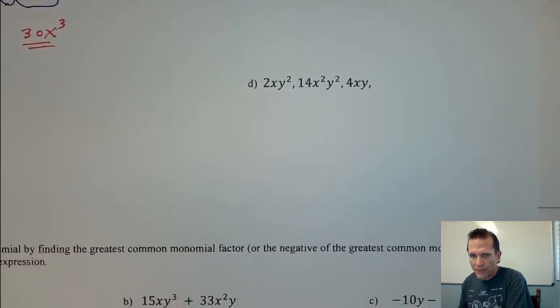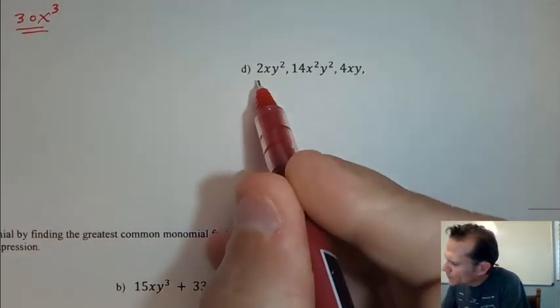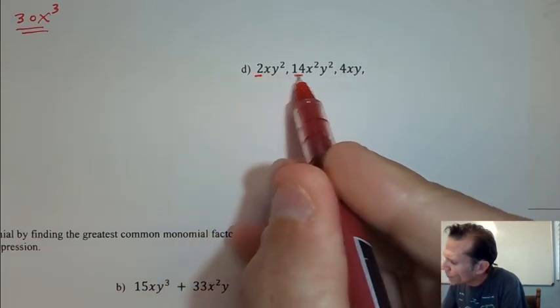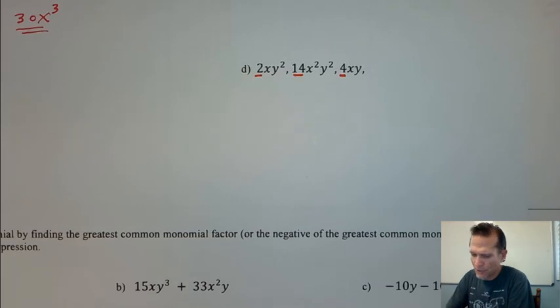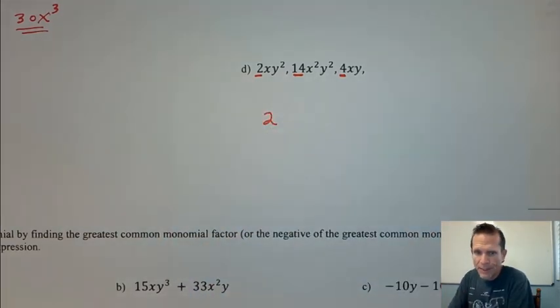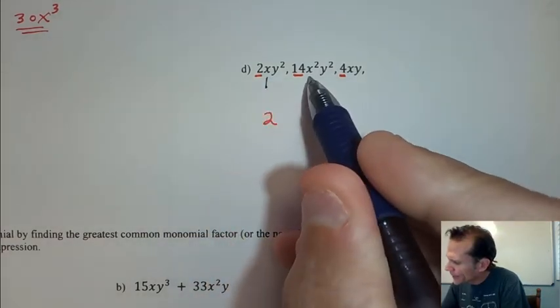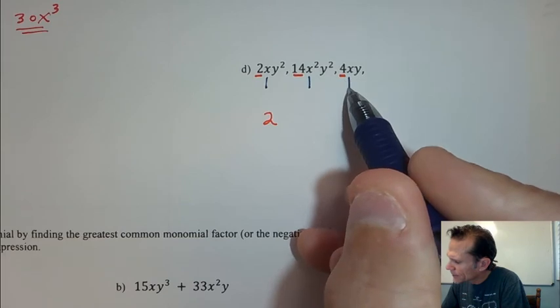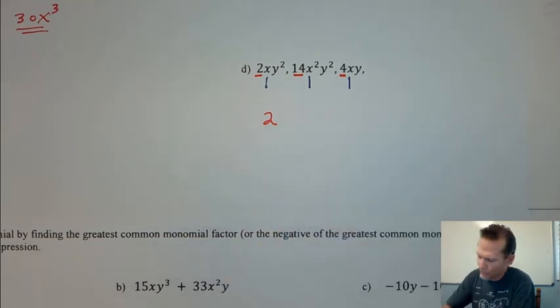Next, we get something a little different. We get 3 terms, so I want to look through all 3 of the terms. I see a 2, a 14, and a 4. Well, the biggest number that will divide into all of those is 2. And then I look for x's in all of them. Let's see, that has an x, that has an x, and that has an x. So I'm going to go with the least power, so it's going to be x to the first.